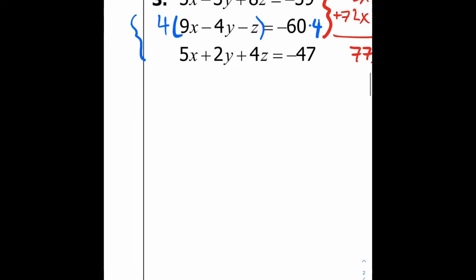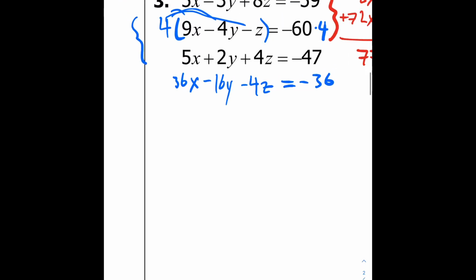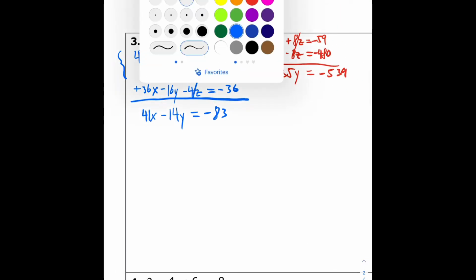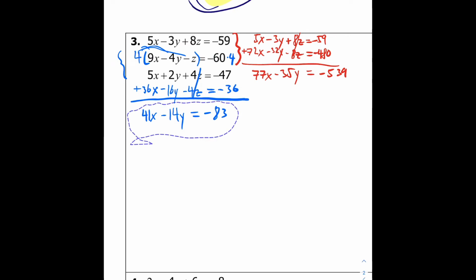All right, so we'll get 36x minus 16y minus 4z equals negative 360, okay? All right, and then I can just add these two equations together. 5x plus 36x is 41x, plus positive 2y minus 16y is negative 14y. These z terms cancel, then negative 47 plus negative 36 equals negative 83, okay? Good stuff.